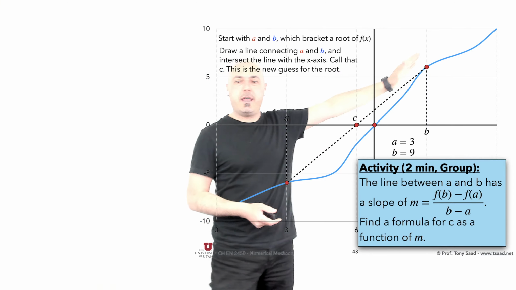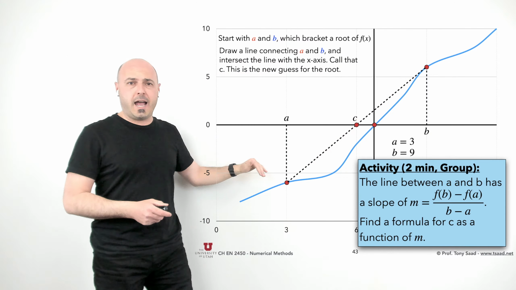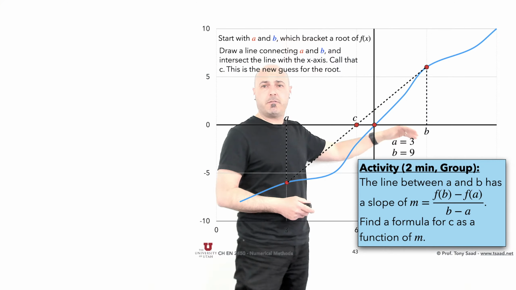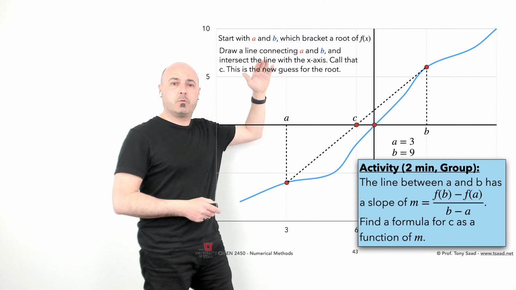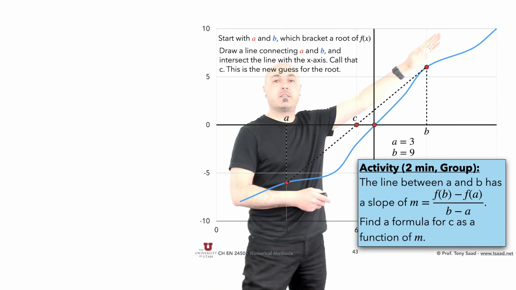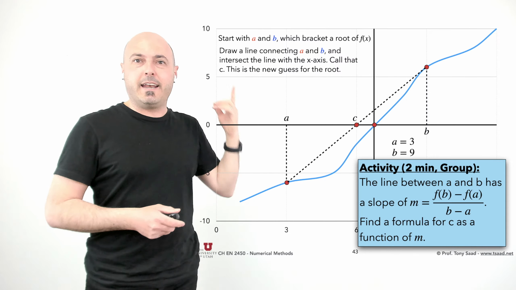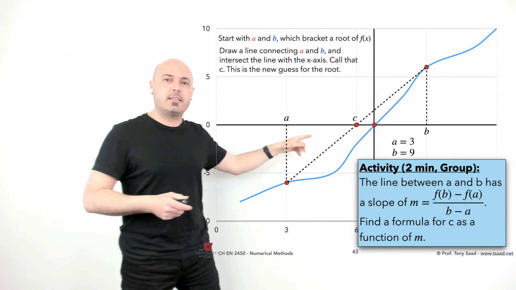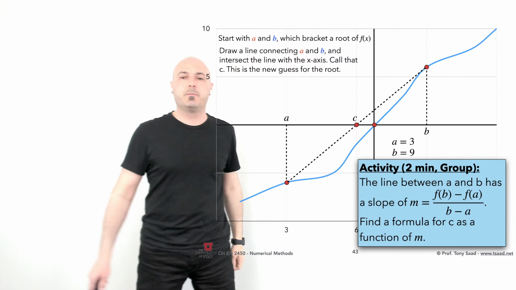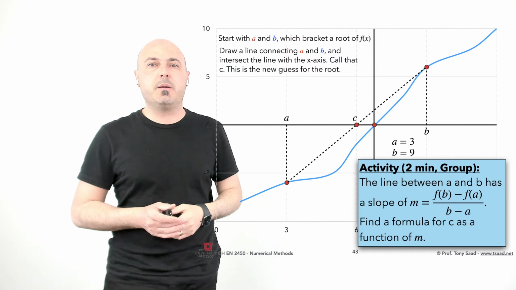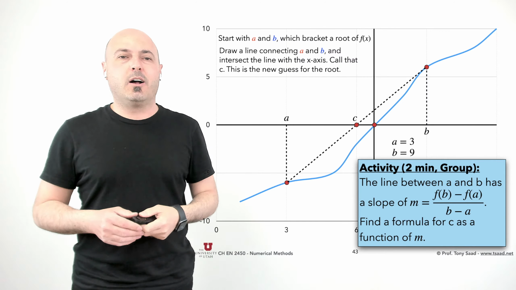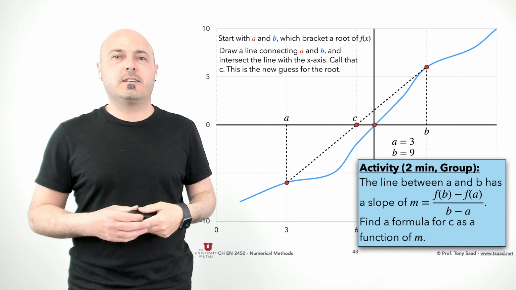Now, the line between a and b has a slope m equal to f of b minus f of a over b minus a. So rise over run. That's the slope of this line. So now build a straight line with this slope and intersect that line with the x-axis and give me a formula for c. All right, go ahead and spend some time on this, and we can share our results on Zoom.